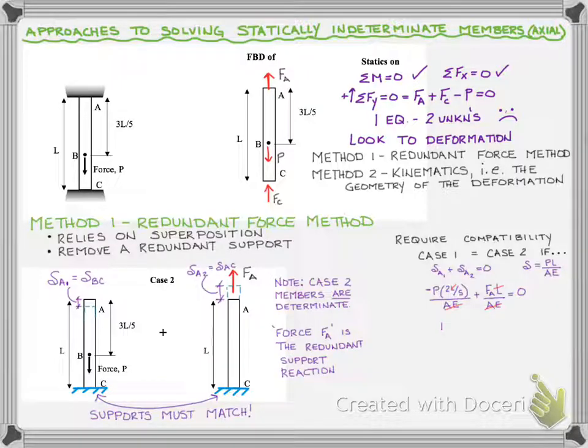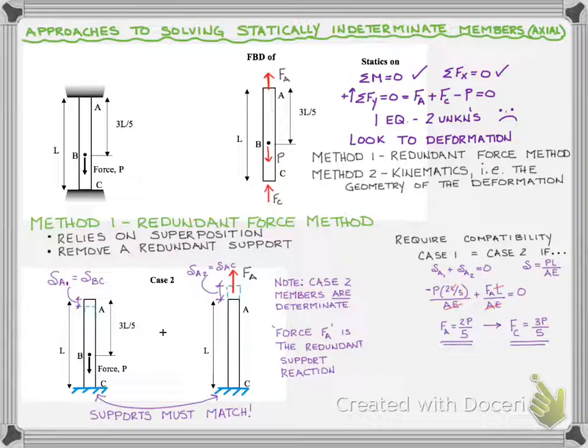Since that's equal to 0, we can divide out the AE, and we can also divide out the L's. And so what we end up with is that the force at A is just 2P over 5, which then from statics, we can say the force at B, that should be the force at C. So let's get that right. Let's make that the force at C would be 3P over 5.